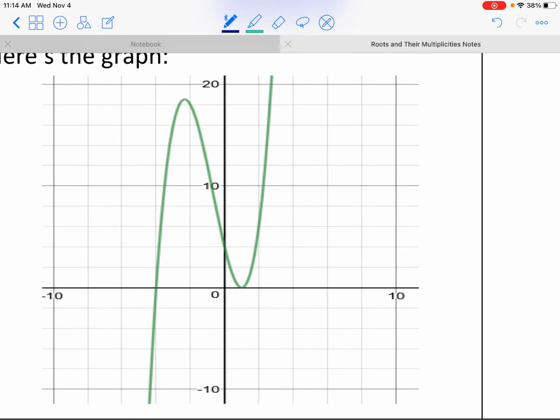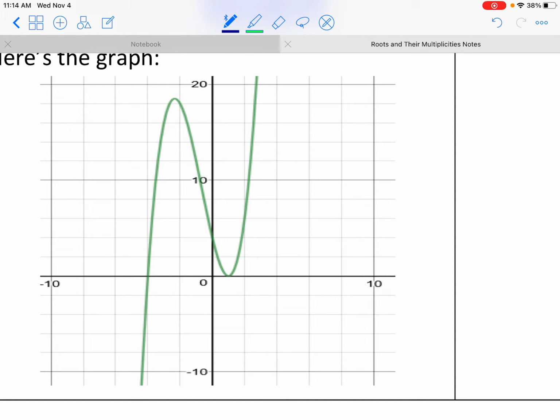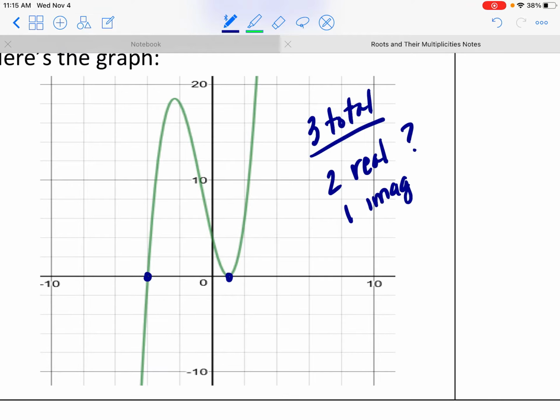All right, so looking at this graph of this cubic function, what would you say about it? If it's a cubic function, there should be 3 total solutions, right? How many do you see on the graph? This looks like 1, this looks like 2. So 2 real? Is that possible? If there were 3 total and 2 of them real, then the last one would be imaginary? Well, no, because imaginaries have to come in pairs. It isn't possible to have just one imaginary solution, which means all 3 of them are real solutions.